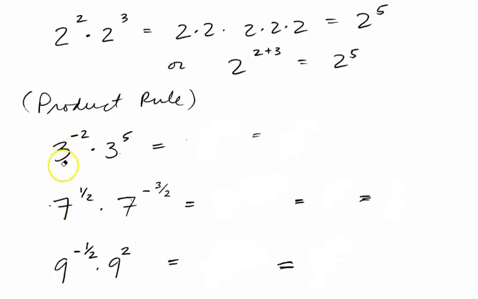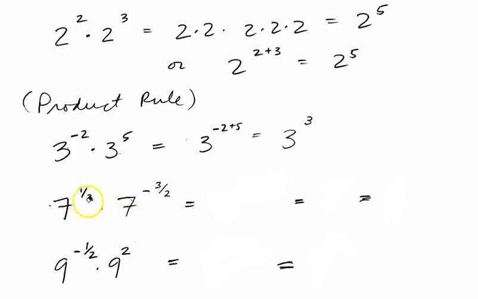Let's take a look at another one. 3 to the negative 2 power times 3 to the 5th power. We have a common base, so we can go ahead and do 3 raised to the minus 2 plus 5, which would be 3 to the third. It turns out to be 27. 3 times 3 is 9, times 3 is 27.